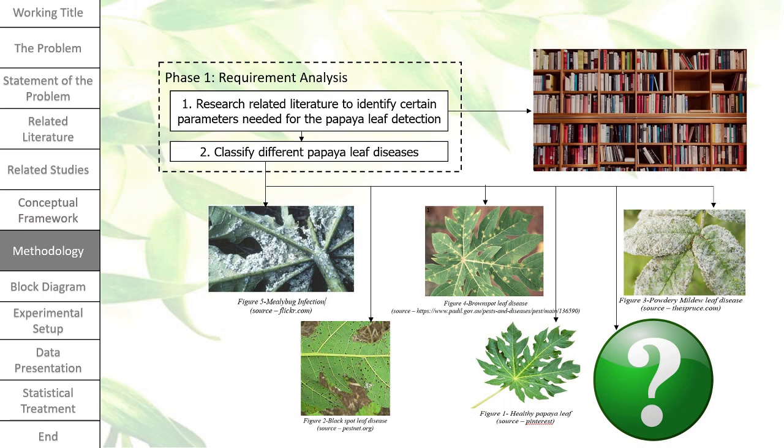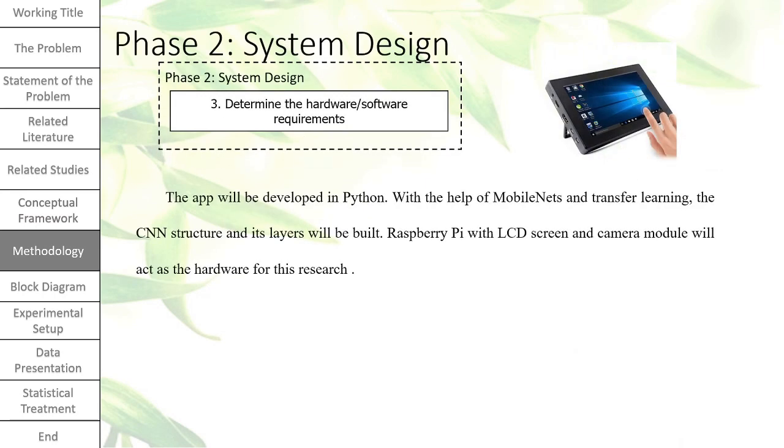After that, we are going to go to phase 2 of the waterfall model, which is the system design. Under system design, we have step number 3, which is to determine the hardware and software requirements. Shown in this picture is an example of a Raspberry Pi with an LCD screen and a camera module.